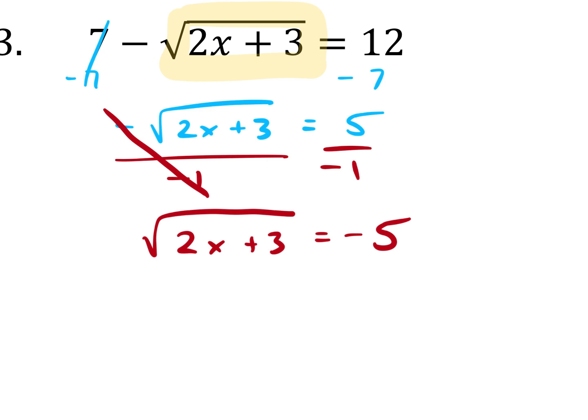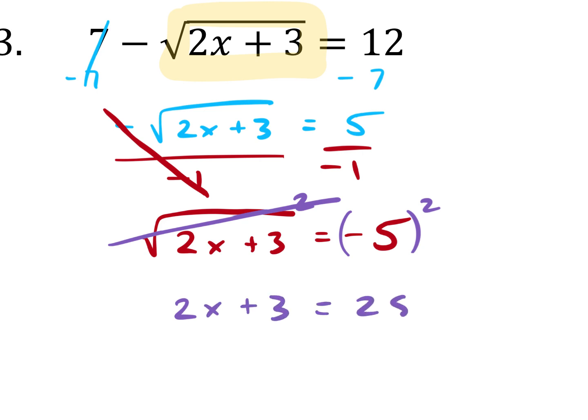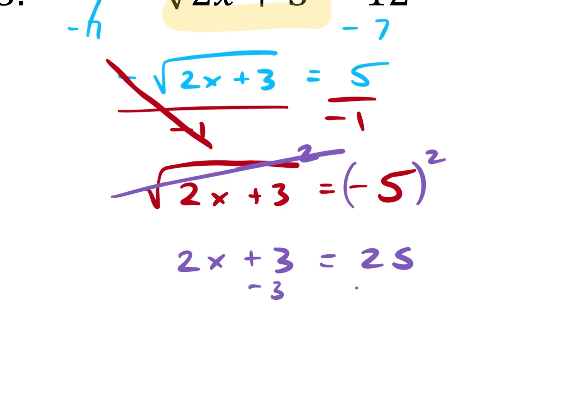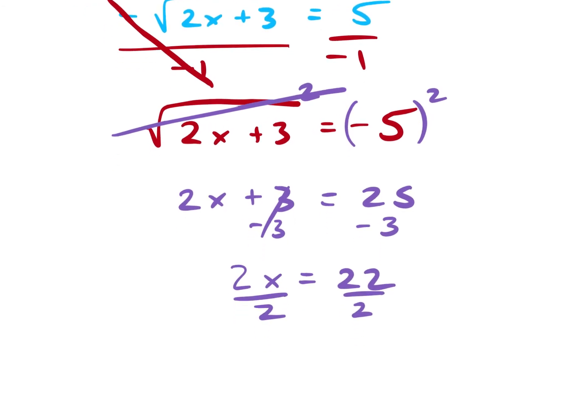What would I do next? Square both sides, so it cancels out. So 2x plus 3 is equal to 25. From here, we just solve for x. Let's subtract 3 on both sides. We get 2x is equal to 22. Divide by 2. X is equal to 11.